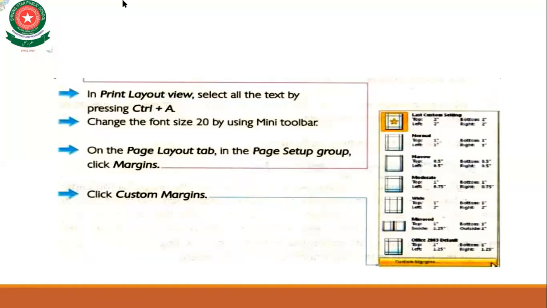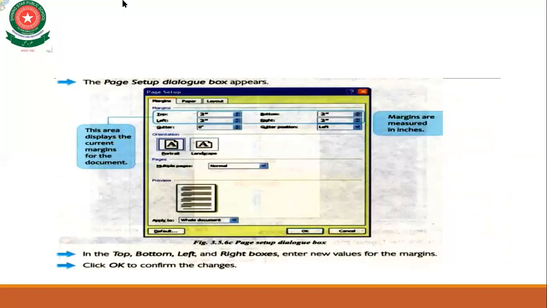On the page layout tab, in the page setup group, click margins. Now click custom margins. The page setup dialog box appears. Now you can see at the top left, this area displays the current margins for the document. On the right side, margins are measured in inches. So in the top, bottom, left and right boxes, enter new values for the margins. Click OK to confirm the changes.